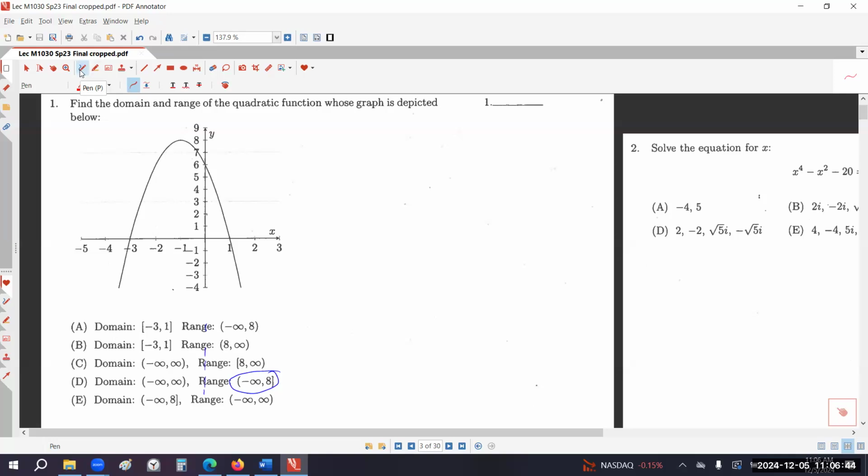So domain is the X, from the smallest X to the largest X. Santiago, no phone. Kevin, no phone. So the smallest X value, we don't know because the graph is going forever on the left side. So we have negative infinity. And on the right side, the graph is also going forever. So a positive infinity. So domain is from negative to positive infinity.